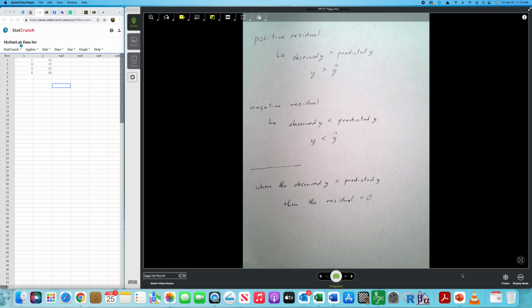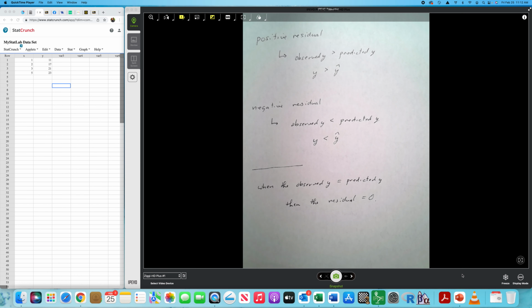Now, a little bit about residuals, just an FYI, tattooed to the brain. A positive residual means that our observed y is bigger than our predicted y. That's the case that we just saw. A negative residual is when the observed y is less than the predicted y. And in the rare case down here, when the observed y equals the predicted y, that just tells us that our residual is equal to 0.